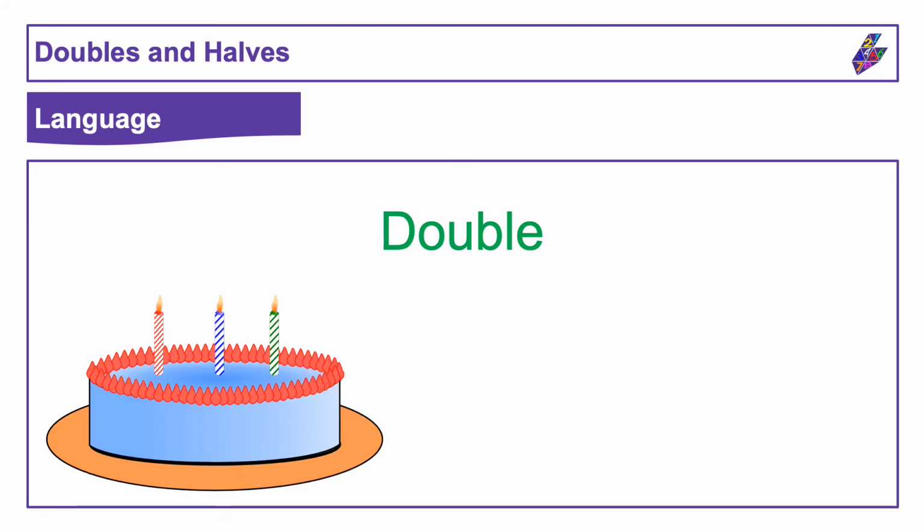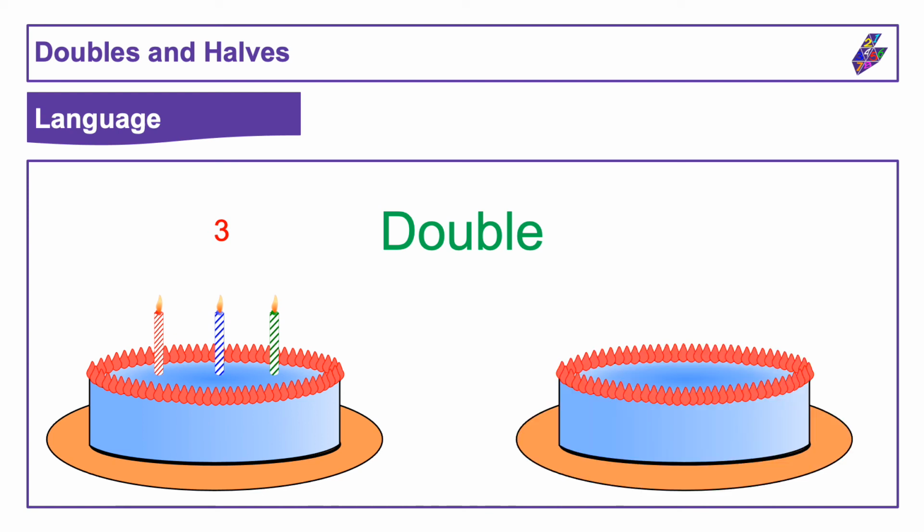One cake had 3 candles. The other cake had double the amount. How many candles did the other cake have? The other cake had 2 lots of 3 candles. 3 plus 3 equals 6, so double 3 is 6.